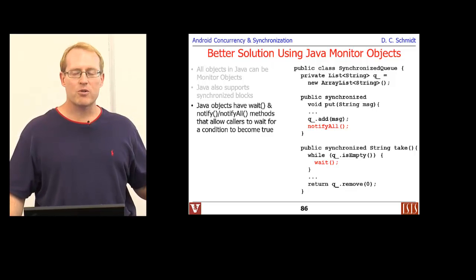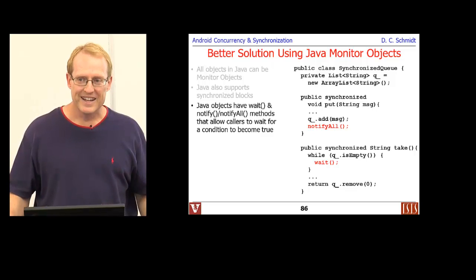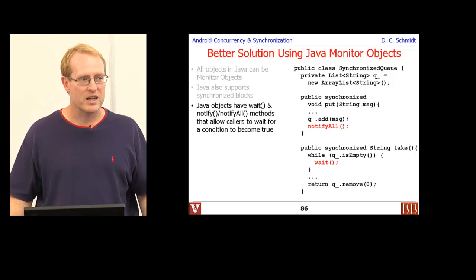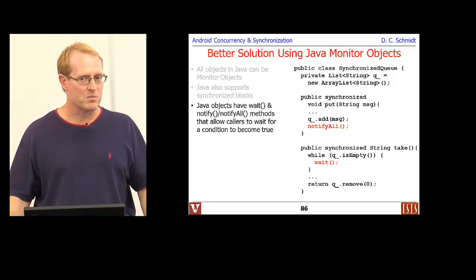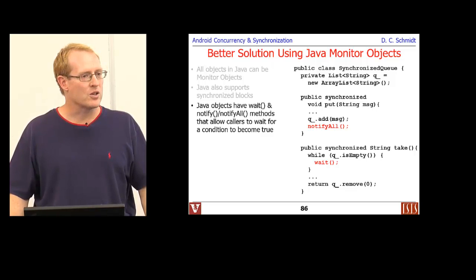In addition to synchronized methods and synchronized blocks, which by the way are very simple-minded ways of handling synchronization, they do a good job with serialization, but synchronization often means more than just making sure only one thing is happening at a time. Java objects also provide several other mechanisms as well.